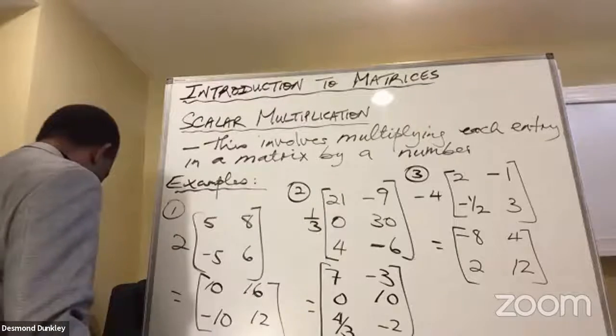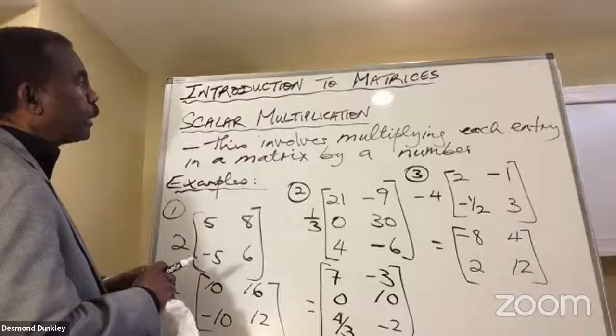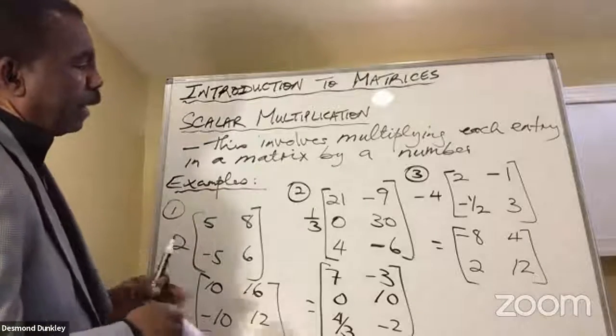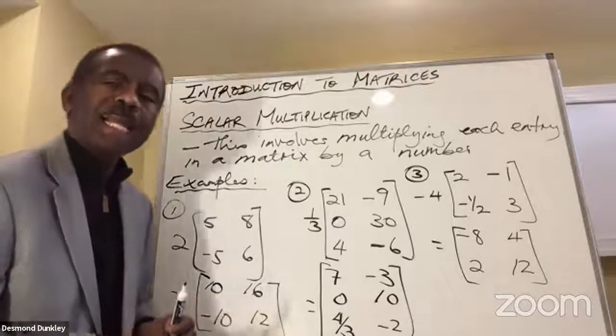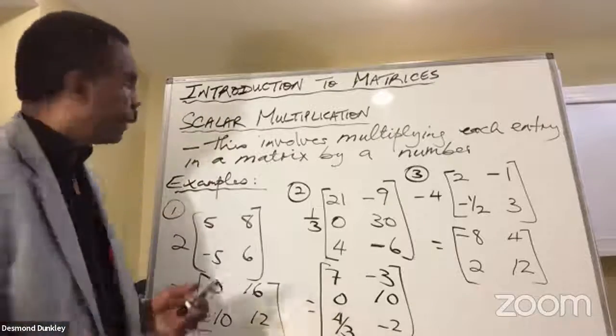So the answer for this one will be -8, 4, 2, and 12. Okay? So we have introduced scalar multiplication, and now I'm going to give you a glimpse as to where we can go next.